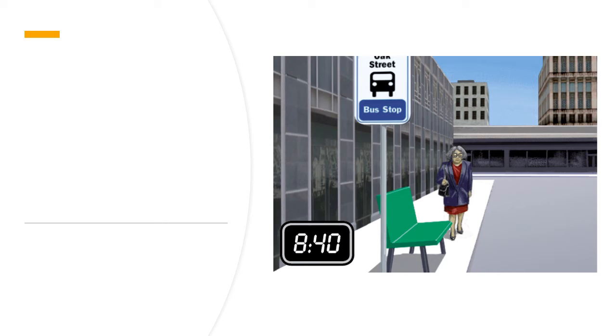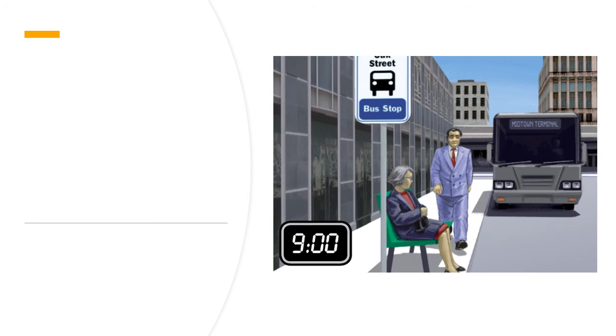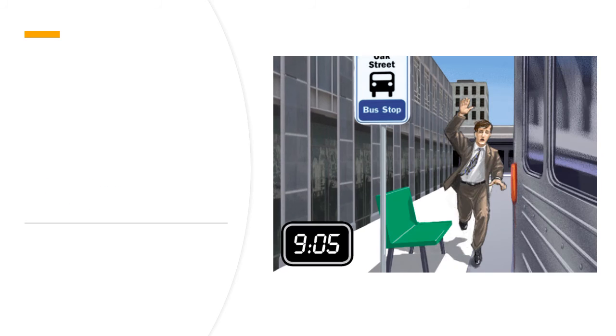When we are arriving to different places, if we're supposed to be there at 9 o'clock and we arrive at 8:40, then we are early. You say early. If we are supposed to be there at 9 o'clock and we arrive at 9 o'clock, we are on time. You say on time. If we are supposed to be there at 9 o'clock and we arrive at 9:05, we are late. You say late.